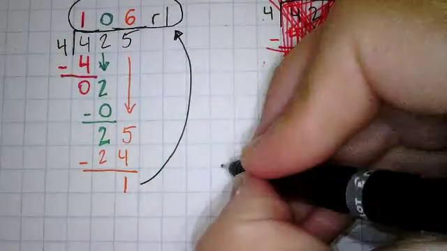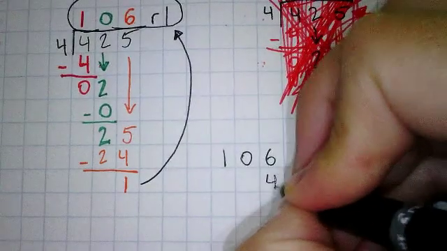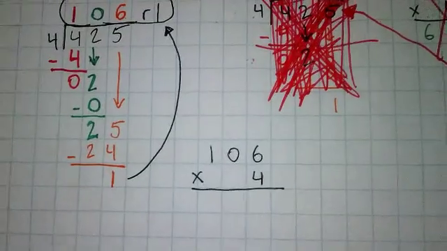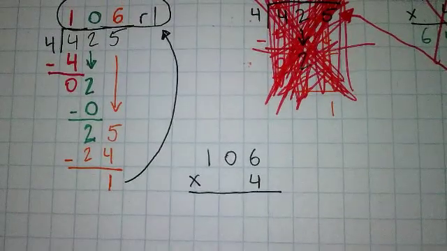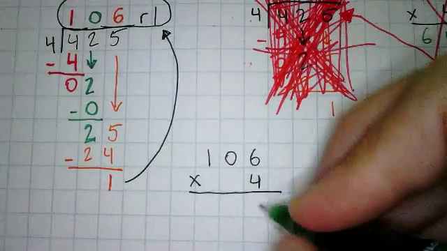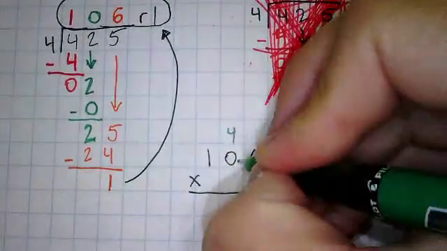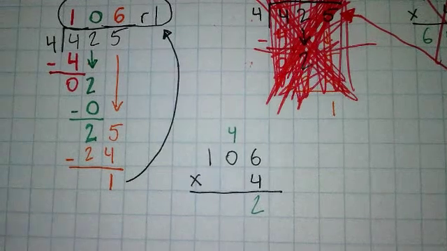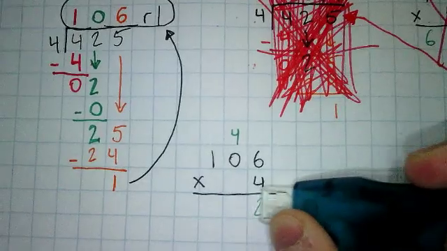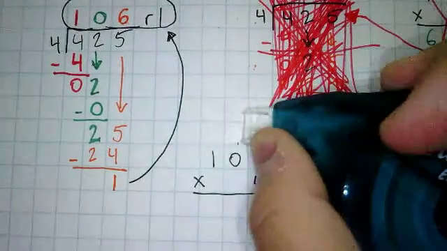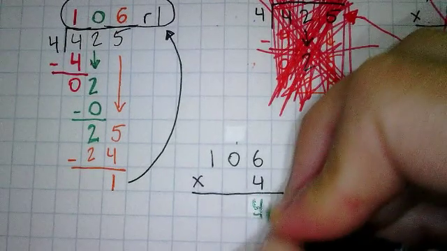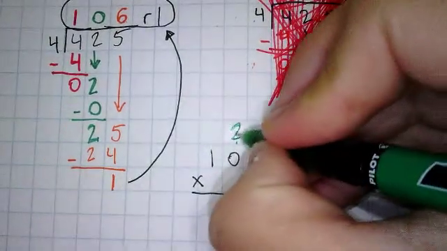Ready? So we're going to do 106 times 4, and then we'll add our 1, okay? So 106 times 4, we start with, what's 4 times 6? 24. Oh, I wrote that backwards, I'm sorry. That was my bad. Everybody makes mistakes, including me, and that's why we check our work. I'm having one of those days, apparently.